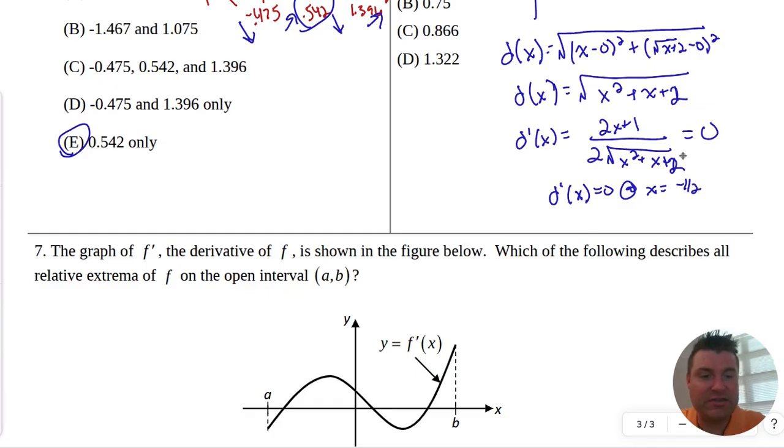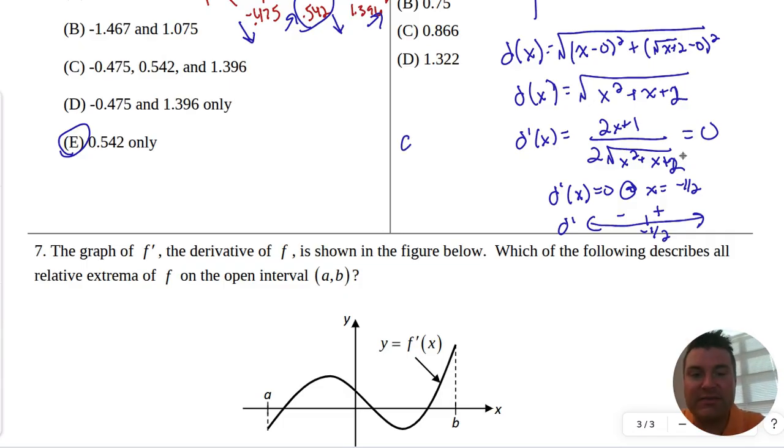And you can kind of check this out too with the relative extrema. This is d prime, this is negative 1/2. You can clearly tell that this sign chart is going to go minus then a plus, so this is going to give us a relative minimum. Since this is the only relative minimum, it must be the absolute minimum.